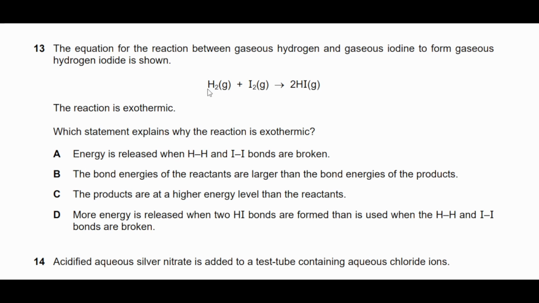The equation for the reaction between gaseous hydrogen and gaseous iodine to form gaseous hydrogen iodide is shown. The reaction is exothermic. Which statement explains why the reaction is exothermic? Okay, energy is released when H-H and I-I bonds are broken.